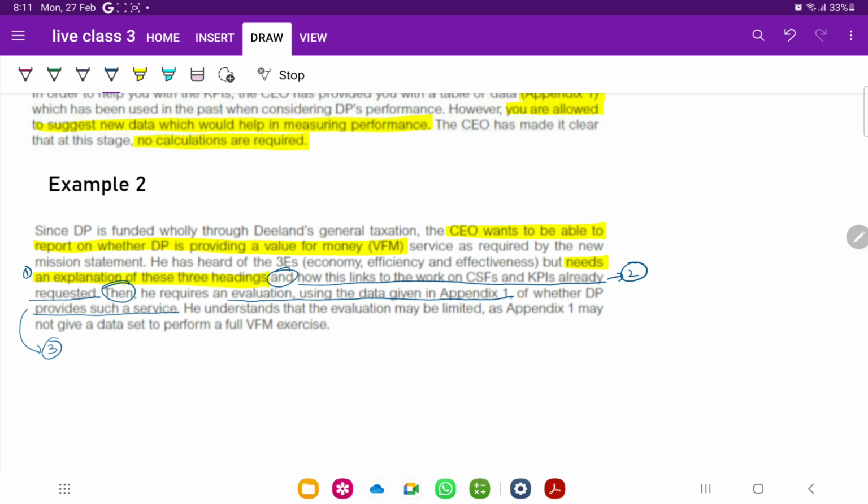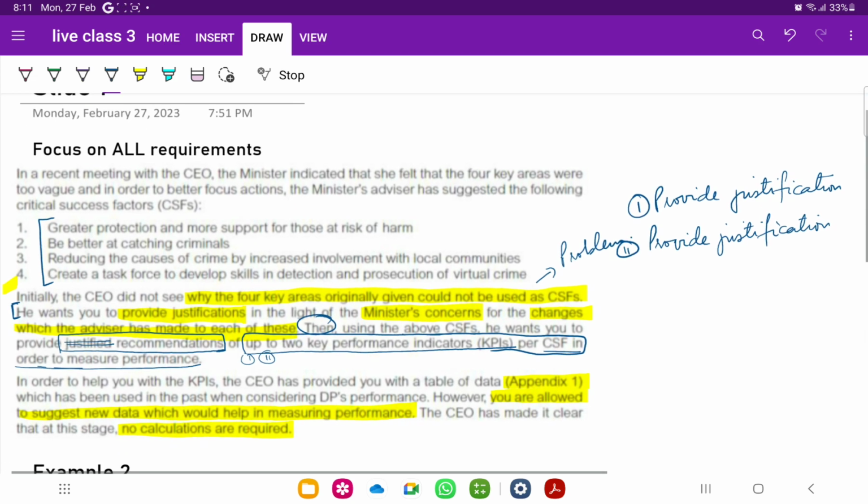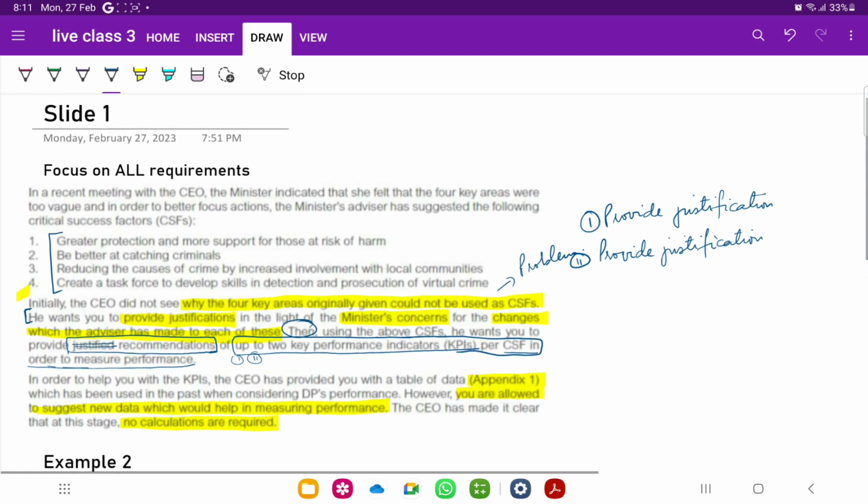He understands that the evaluation may be limited as appendix number 1 may not give data to perform a full value for money exercise. So if you are not getting any data in appendix number 1, you don't have to worry about that, because you may not be able to find it out as the whole picture is not given in here. So this is the first thing which you guys must understand, that you have to address all the key areas required by the examiner, right?